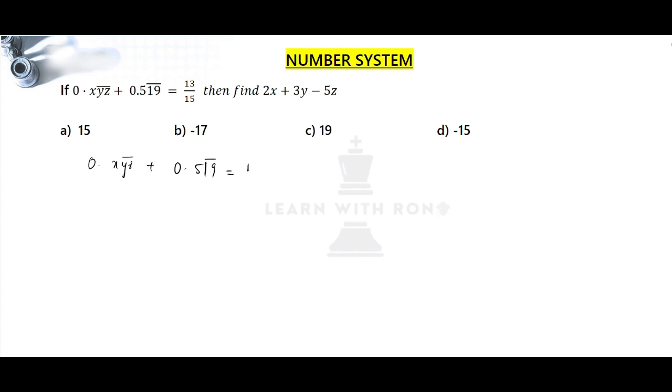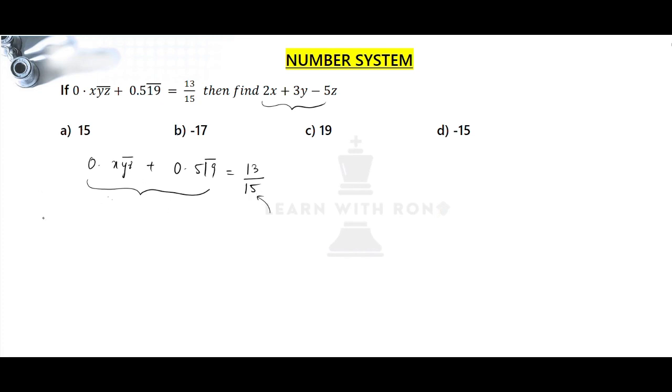This value they have given us is 13 by 15. We need to find the value of this expression by finding the x, y, z values. If you see, the left hand side of the equation is in bar format, but the right hand side is in fraction format. So let us convert the right hand side also into bar format.